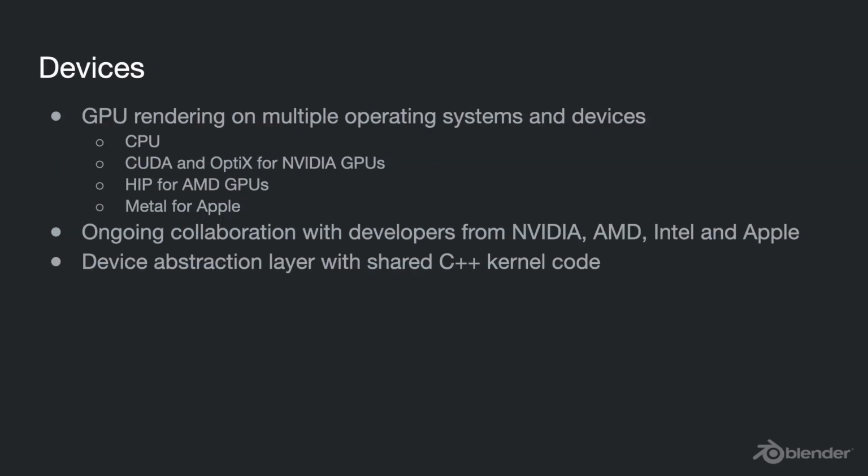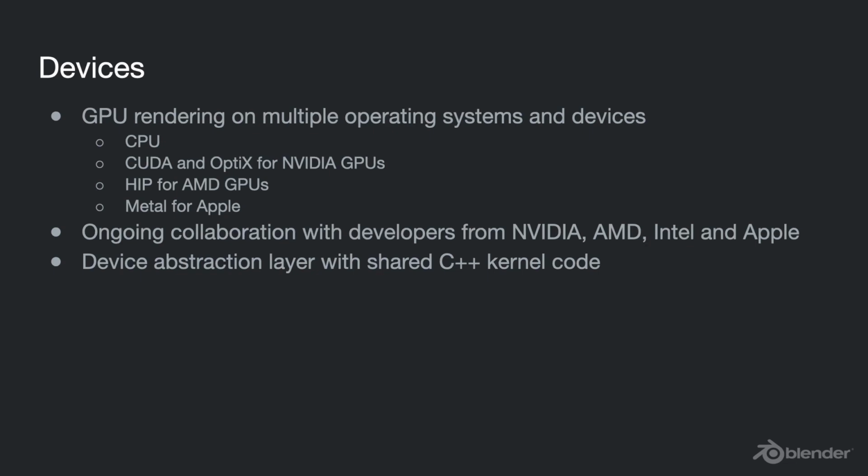Cycles runs on many devices. One of them obviously is the CPU. We also support rendering on NVIDIA GPUs through CUDA and OptiX. We support rendering on AMD GPUs through HIP, and since recently also on Apple computers through Metal. This has been an ongoing collaboration with developers from NVIDIA, AMD, Intel, and Apple for the Cycles X project, which has been really great. It has helped us port Cycles X to all these platforms and optimize it, and developers from those companies are actively contributing to the Cycles code, which is just really helpful for us.